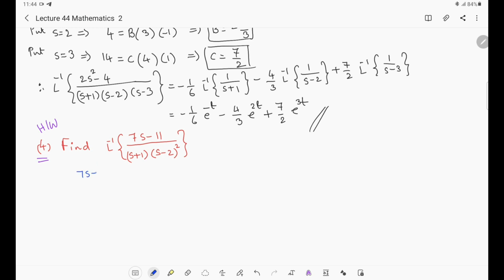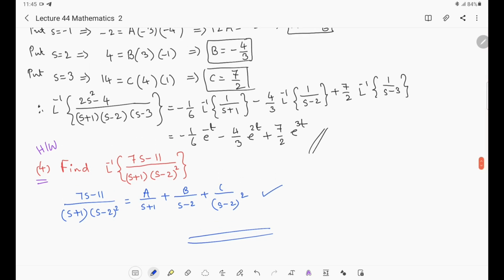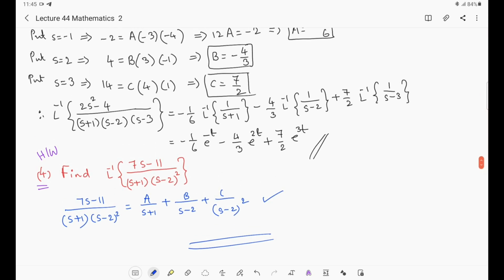For this problem, the hint is that the partial fraction should be taken in this way. (7s minus 11) by (s plus 1)(s minus 2) whole square. So the form should be a by s plus 1, plus b by s minus 2, plus c by (s minus 2) whole square. In this way we have to take partial fractions. Find the values of a, b, c by taking LCM, then follow the procedure that we have followed in the previous problem.